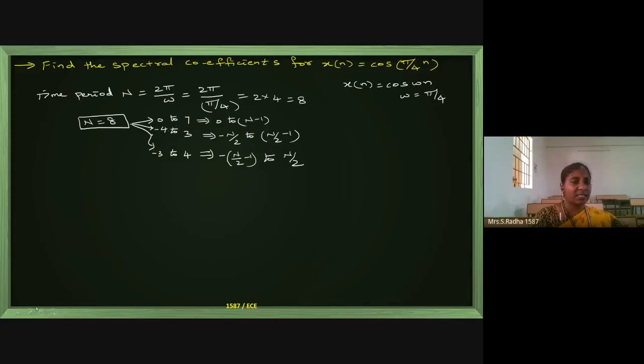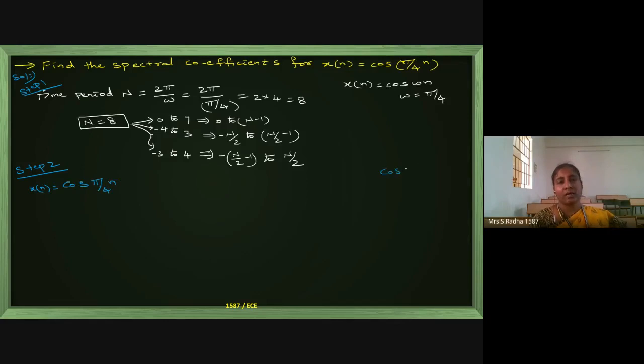These are the basic details. This is step 1 of the solution, the first step in DTFS, what we'll be doing in the calculation. Step 2: take the original given x of n. X of n is given as cos pi by 4 n.